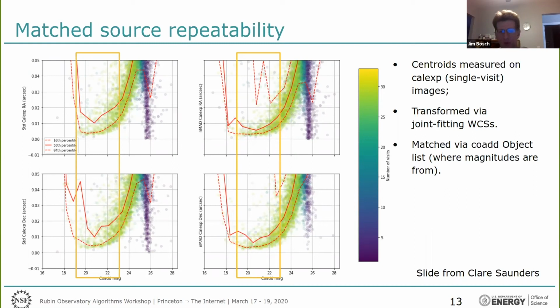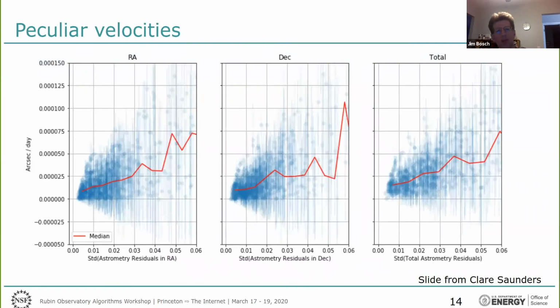I'm going to zoom in now on just the 19th to 23rd magnitude. And if we plot that now, on the x-axis, these are the peculiar velocities in arcseconds per day that you get from fitting each star and saying, how much could those proper motions that we're not fitting be contributing to the scatter.